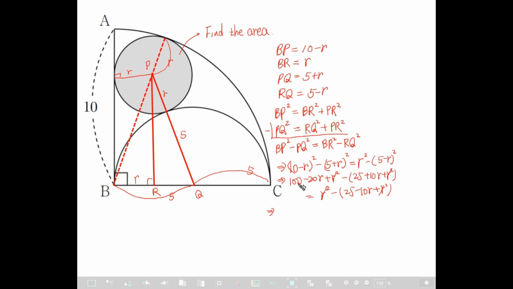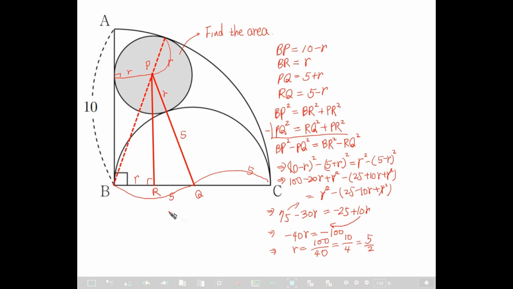Then 100 minus 25 is 75, and minus 30R equals minus 25 plus 10R. Moving terms, minus 40R equals minus 100. R equals 10/4, which is 5/2.